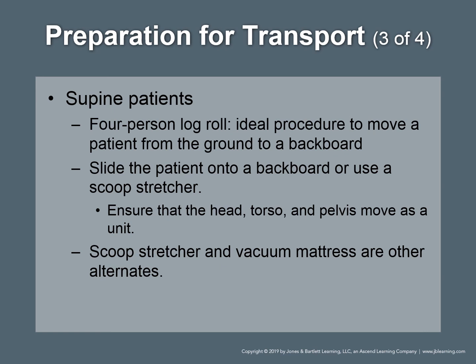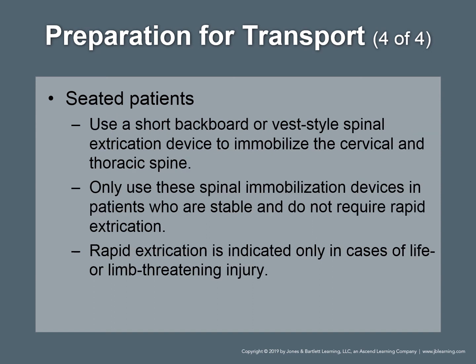Scoop stretchers we use a lot of times for pelvic fractures. We do not log roll a pelvic fracture. And then they have the scoop stretcher with the vacuum mattress. What the vacuum mattress does is you roll the patient onto it, zip it up, and it suctions them down and creates a full body splint. Also, a long spine board, when used correctly, is a full body splint. So once they're on a spine board, you won't need to go back and splint them.